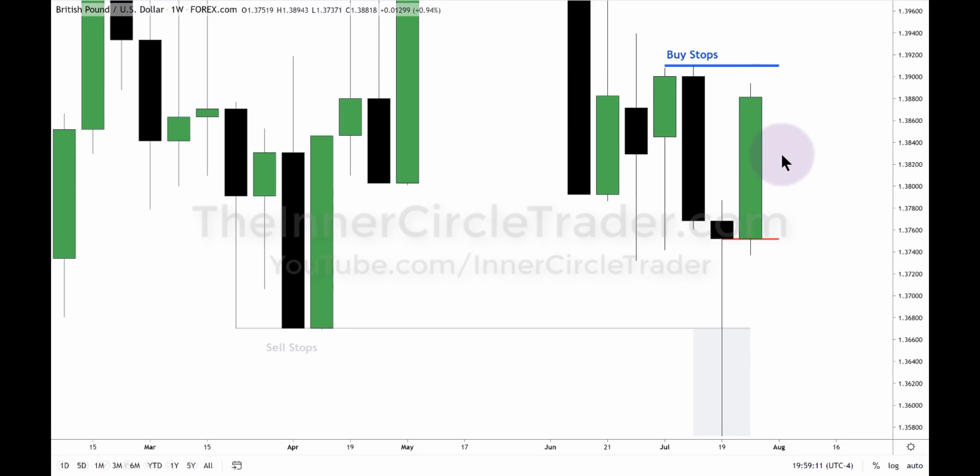Now at the time of this recording, it's only Tuesday evening in my local time on the East Coast of the United States. But it could very easily continue and trade well beyond these levels here into Wednesday and Thursday, maybe even Friday. I don't need to know that. The premise starts with, we're down here, we came off the low after taking stops, it's probably going to make a run for this area up here for liquidity.